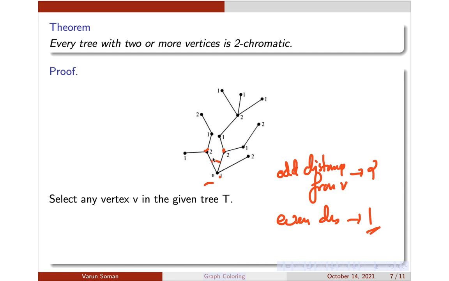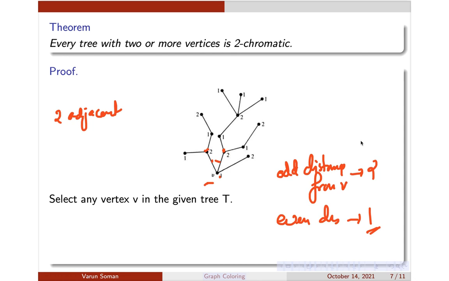So we can see that no two adjacent vertices can have the same color. Can two adjacent vertices have the same color? If two adjacent vertices have the same color, one vertex would be at even distance from V and the other vertex would be at odd distance from V. But you know that a vertex at even distance from V has color 1, and a vertex at odd distance from V has color 2. So no two adjacent vertices can have the same color.